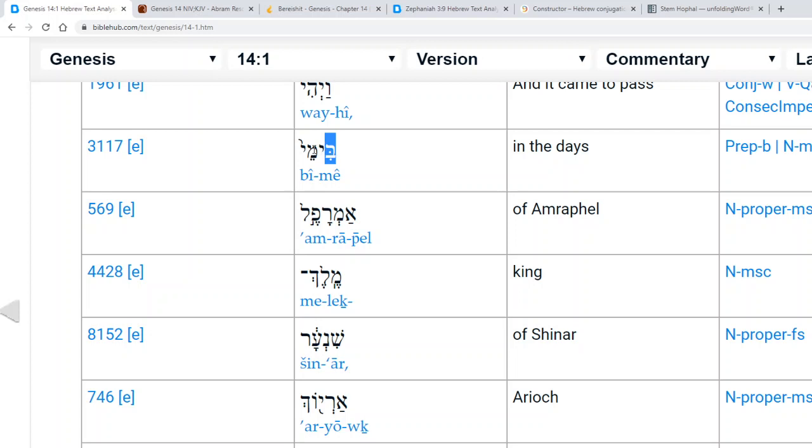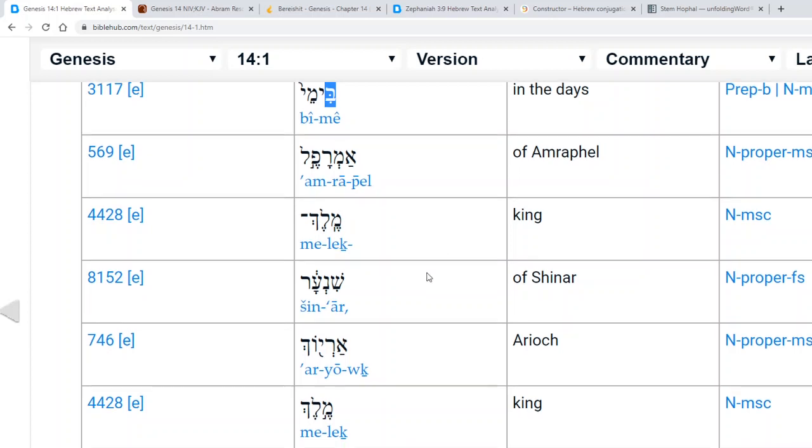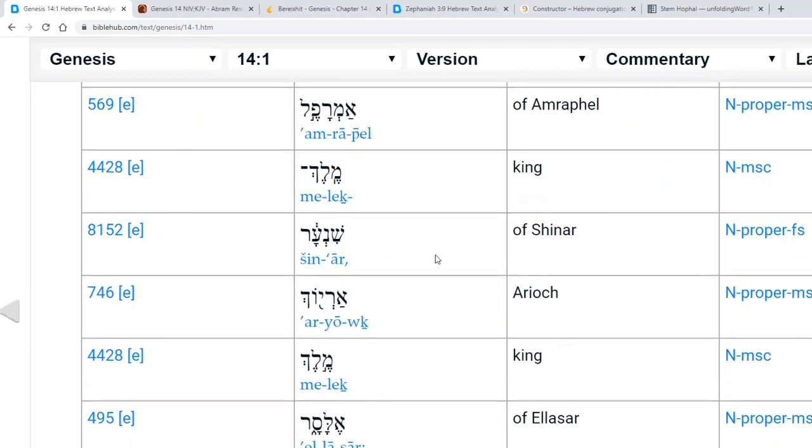But this is beyemei, and the mem is not there because it's in the construct form with the name Amrafel. So the days of Amrafel, that's his name. But it's in the construct there. Melech means king. The root there is mem lamed chaf. Shinar, and so melech Shinar, that is in the construct form as they're implying. Shinar is the name of the place.